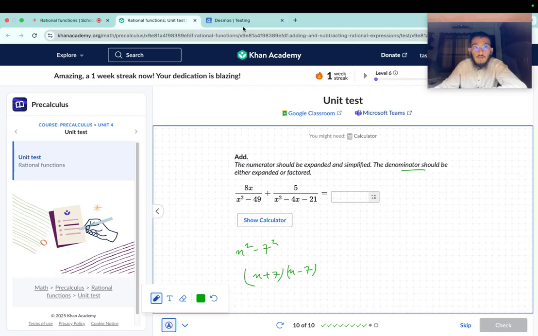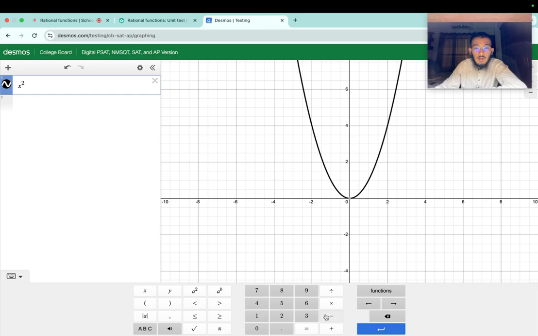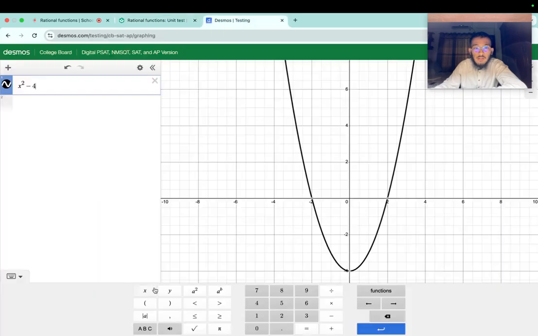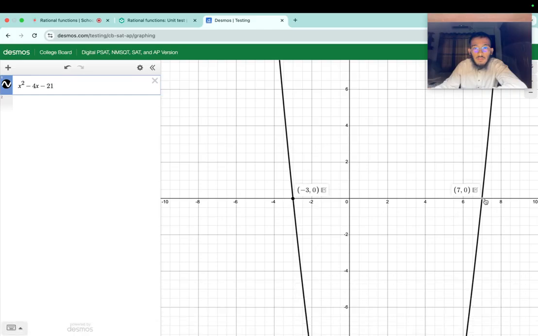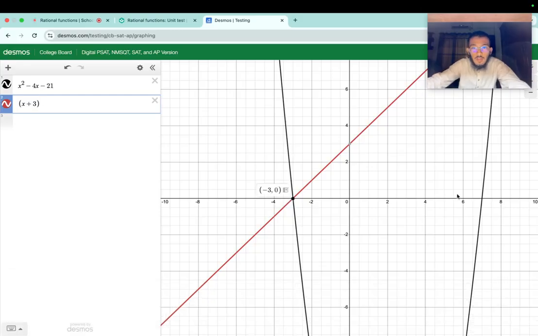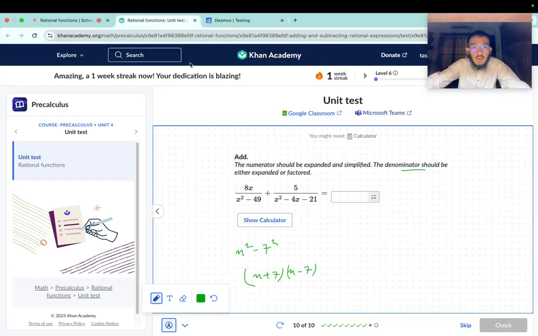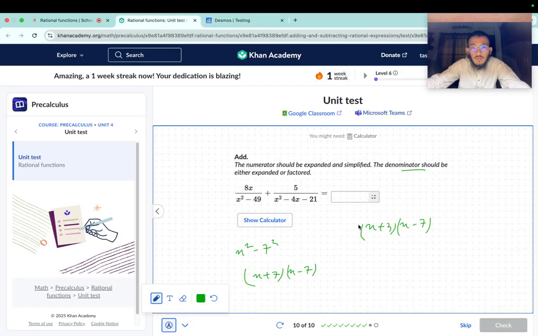And regarding x squared minus 4x minus 21, let's see what it is. x squared minus 4x minus 21. This is (x plus 3)(x minus 7). Because I have positive 7, the minus, negative means positive. So yeah. So this thing upon 8x plus this thing upon 5.